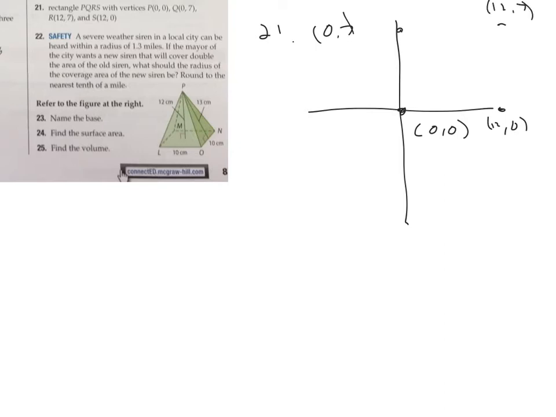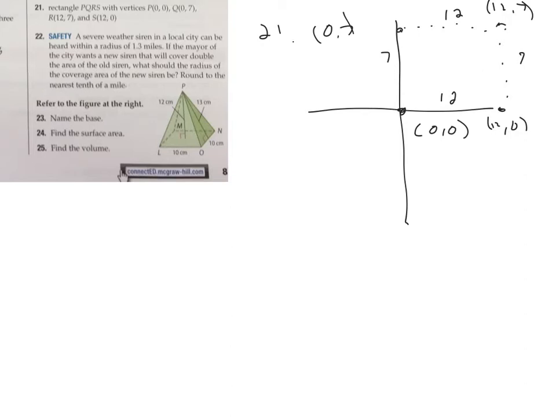You would notice that this makes a rectangle. From 0 to 12, so we know the distance here is 12. Here we go from 0 to 7, so the distance there is 7. Now it's asking, what is the perimeter? If this is a rectangle, if the bottom is 12, then the top is also 12. If the right side is 7, then the left side is 7.